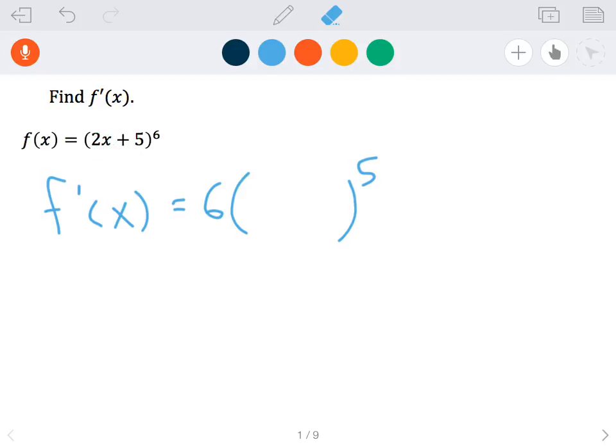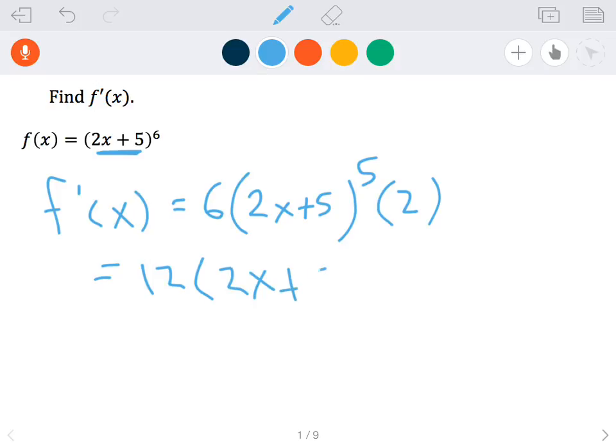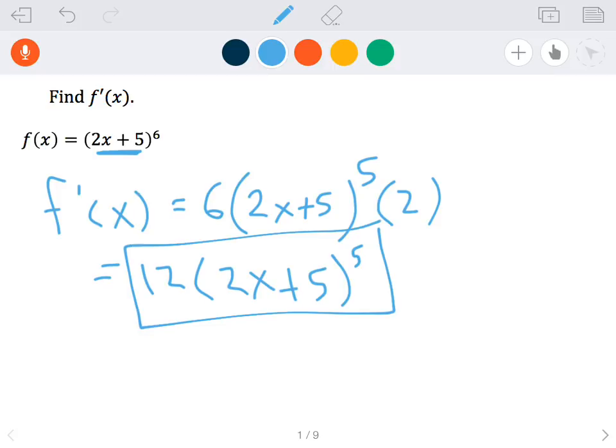And then I go back and I consider the blur. That was 2x plus 5. And then I take the derivative just of what I blurred out. And that's just 2. And then I simplify that to be 12 times 2x plus 5 raised to the fifth. So I start with the outside function, just really ignoring what's on the inside, and then I go back and I look at the inside and I take its derivative and multiply it all together. Let's do another one.